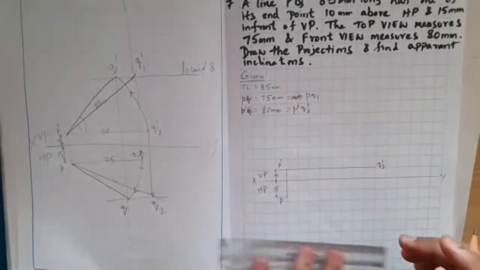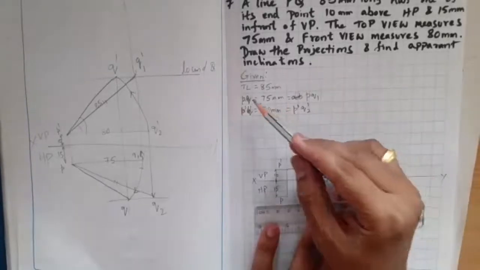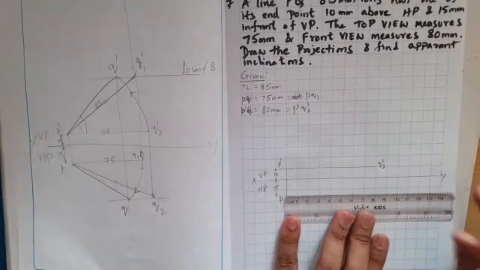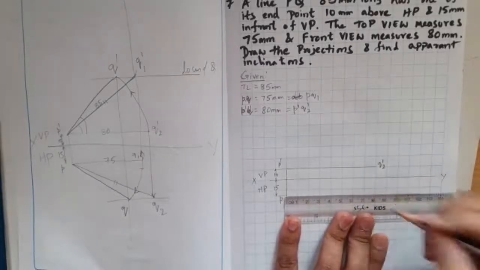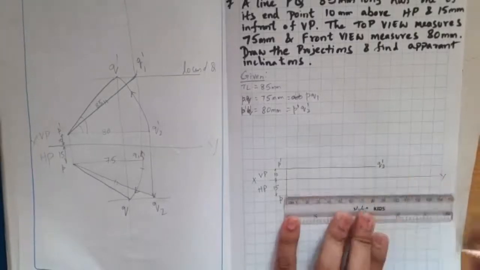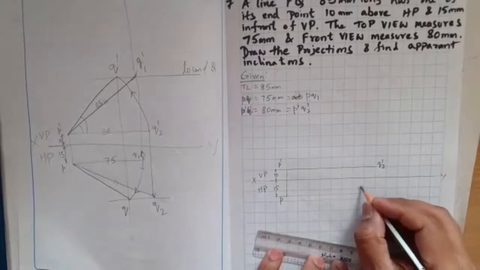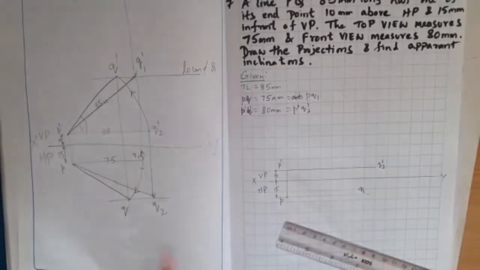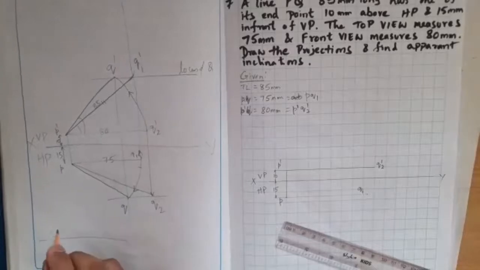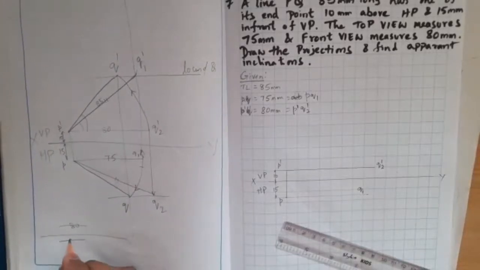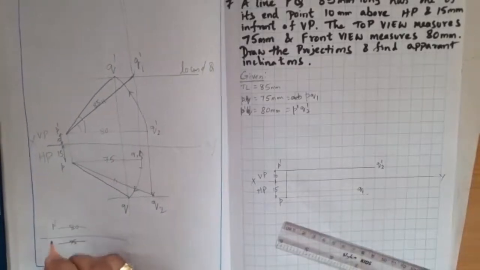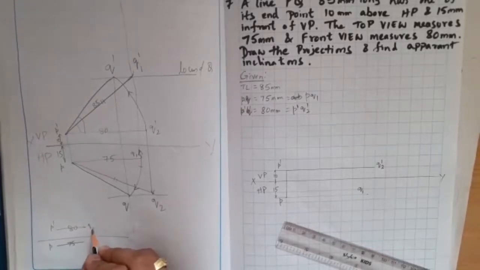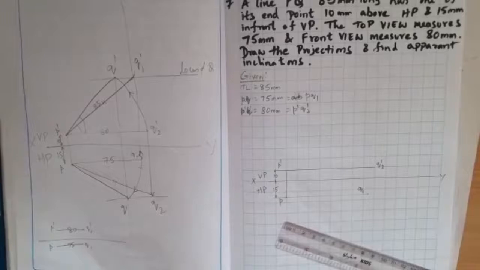Next, the top view, how much is the top view? 75 mm. I'm going to mark 75 mm on this printed line and mark it as Q1. The 75 mm length is Q1. First step is 80 and 75, I have marked from P dash and P. This is Q2 dash, this is Q1.